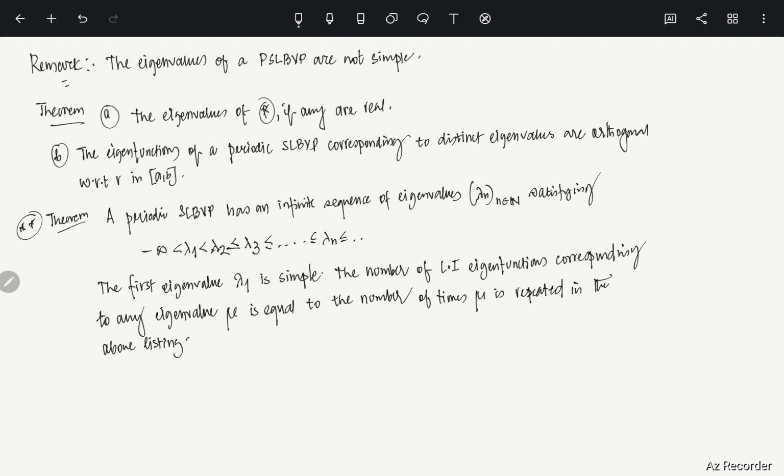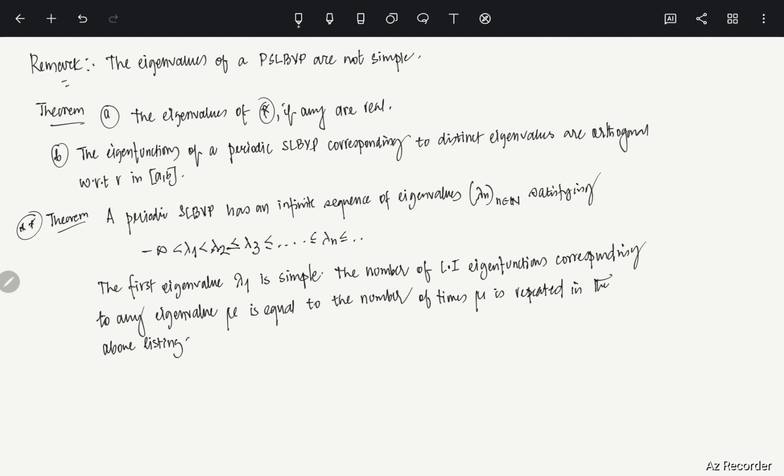What you can say is, of course, there is a lambda 1 which is greater than minus infinity and strictly less than lambda 2. That we know. But after lambda 2, it can be all the same: lambda 2, lambda 2, lambda 2, going on like this. They may recur, so lambda 2 can appear twice, thrice, 5 times. That can happen.